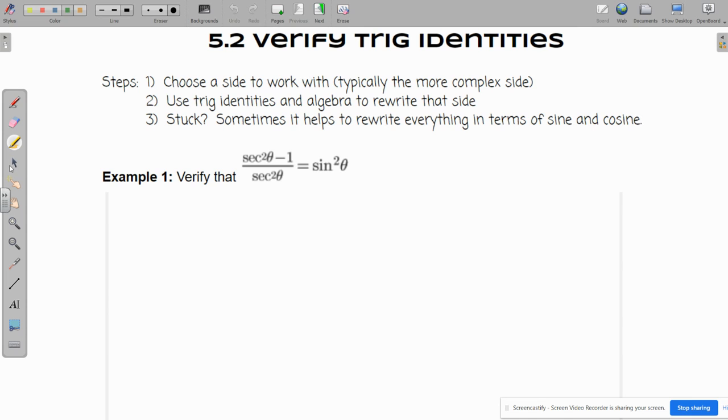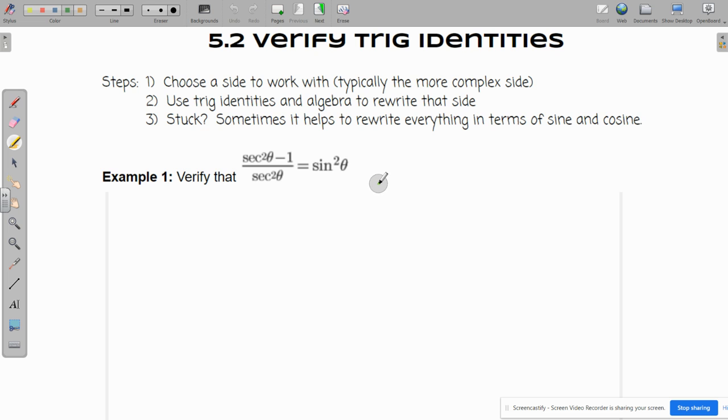In this tutorial, we are going to verify trig identities. This is very similar to simplifying the trig expressions that we've been doing. But in this case, we are going to have an equation given to us, and it's our job to prove that one side of the equation equals the other side.